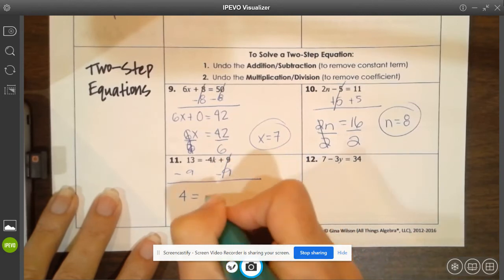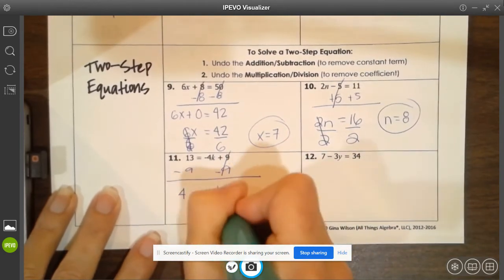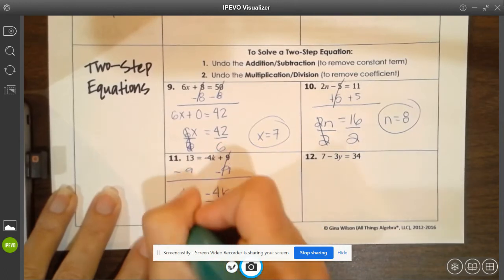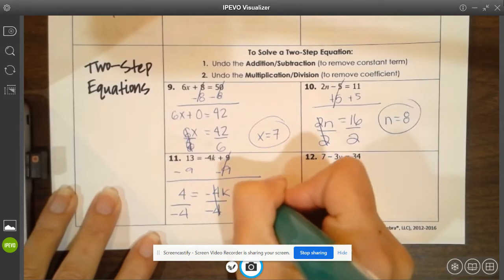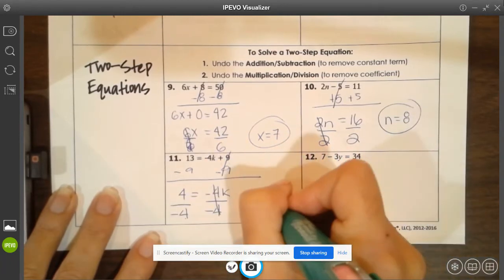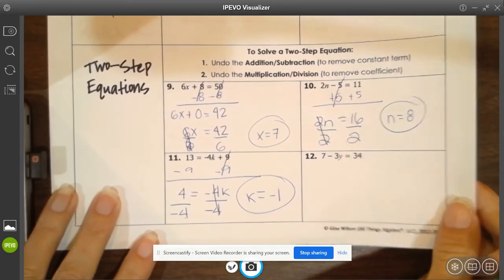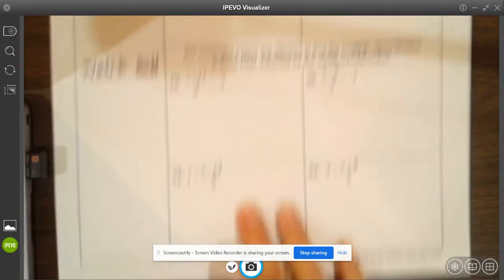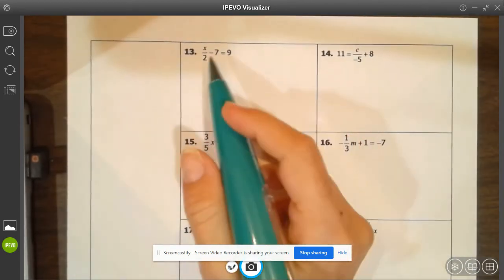And then that goes, and then negative 4k. And then I got to get rid of that negative 4 by dividing. And that goes away here, so that's k equals 4 divided by negative 4, it's negative 1, and that's my answer.